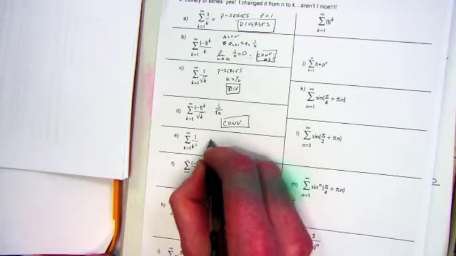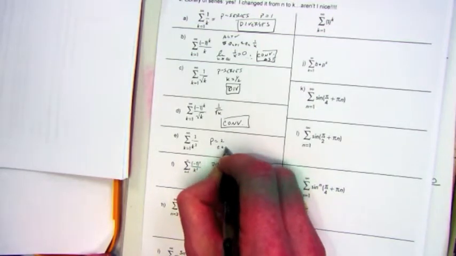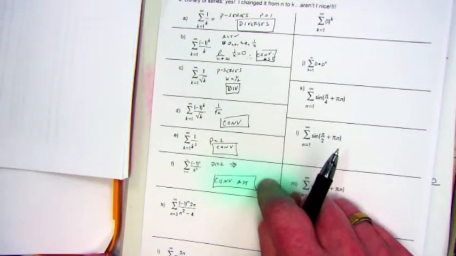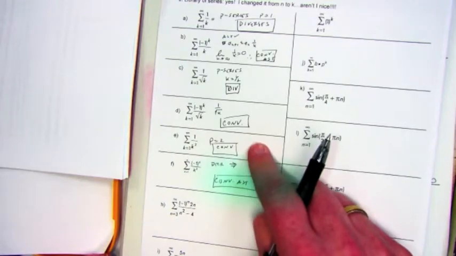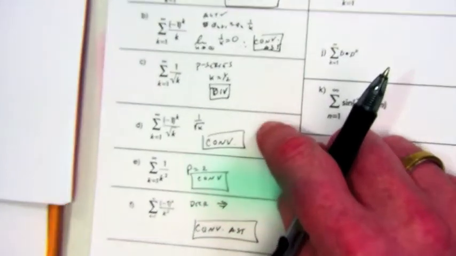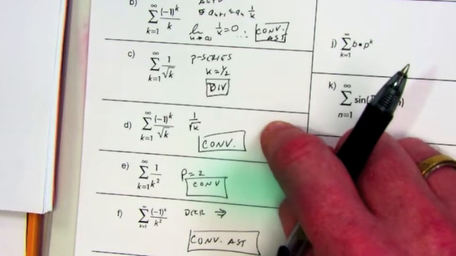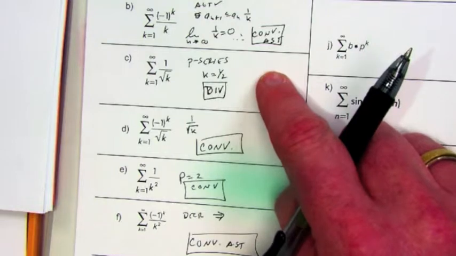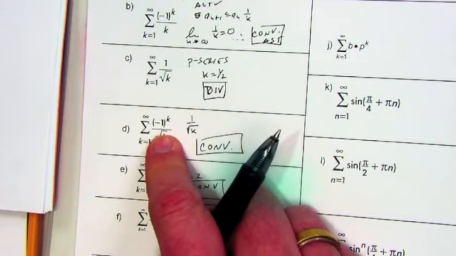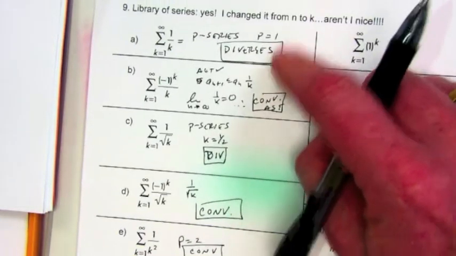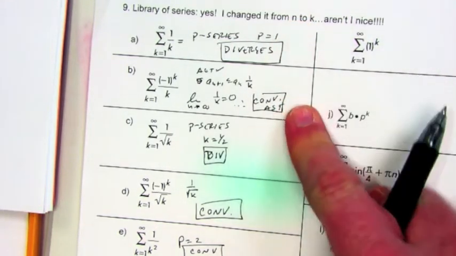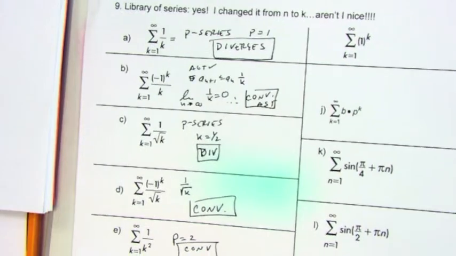Okay. P is 2, so it converges. So since both of these converge, we say this converges absolutely. Okay? Since only one of these converges, okay, we are going to say that this converges conditionally. What condition must it have? It must be alternating. Okay? This one converges conditionally. What condition must it have to converge? It must be alternating. Okay? All right. So now let's go look over here.